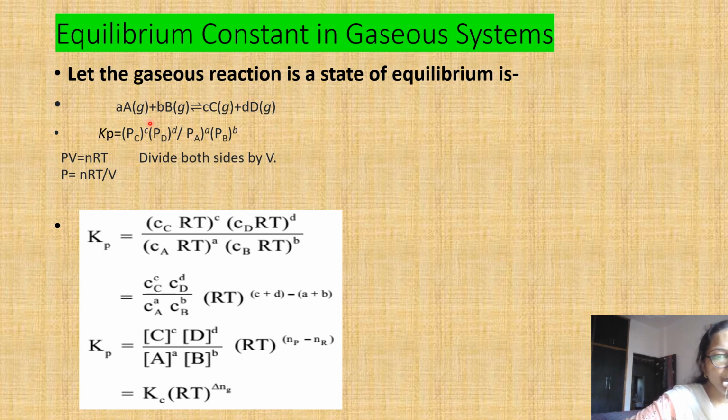What happens if the reactants and products are present in the gaseous state? In the gaseous state, equilibrium constant in terms of pressure is used. So since we know PV equal to nRT and P is equal to nRT upon V, n upon V is called concentration. So instead of P, we can write CRT, and its power equal to coefficient. So this is the relationship. Kp is equal to Kc (RT) raised to power delta ng, that is change in number of moles of products minus number of moles of reactants.